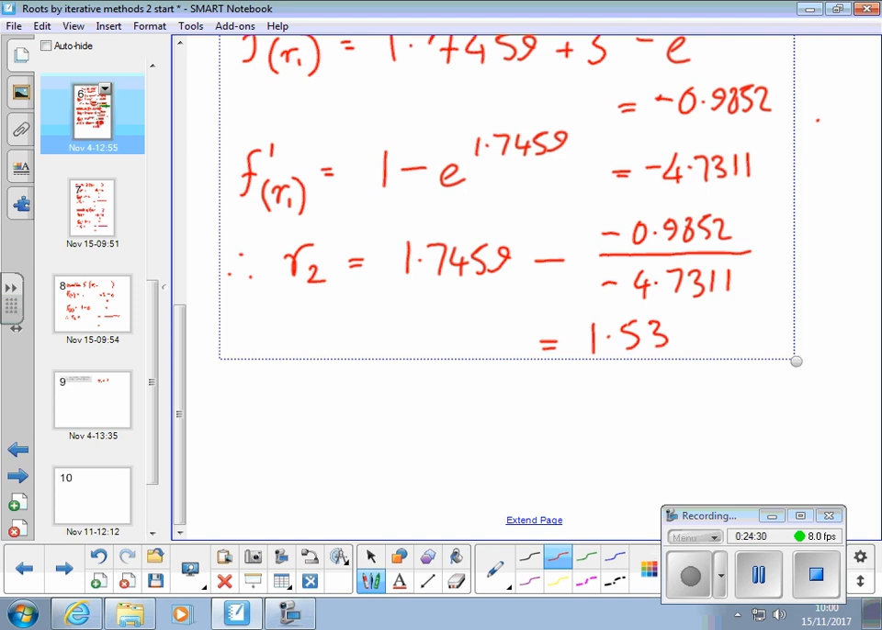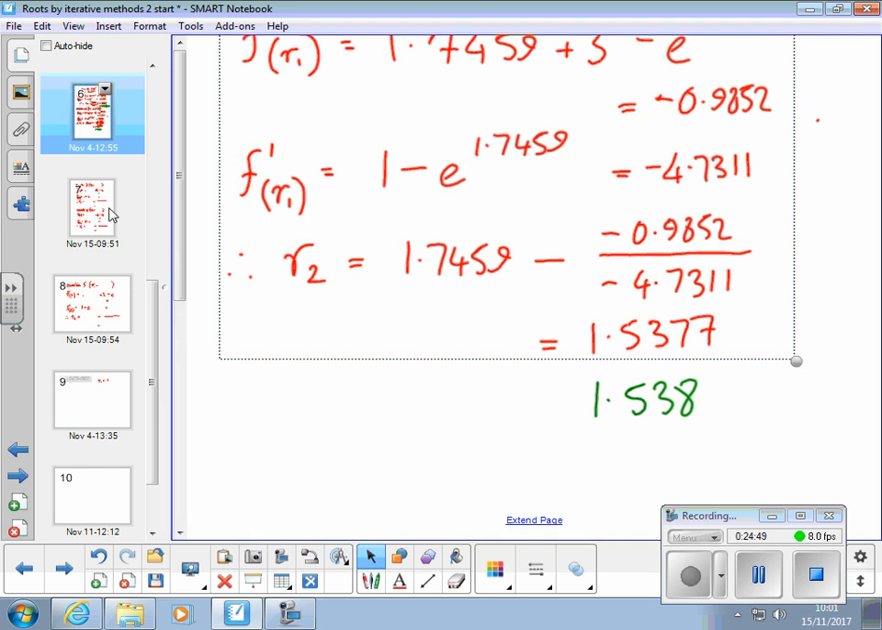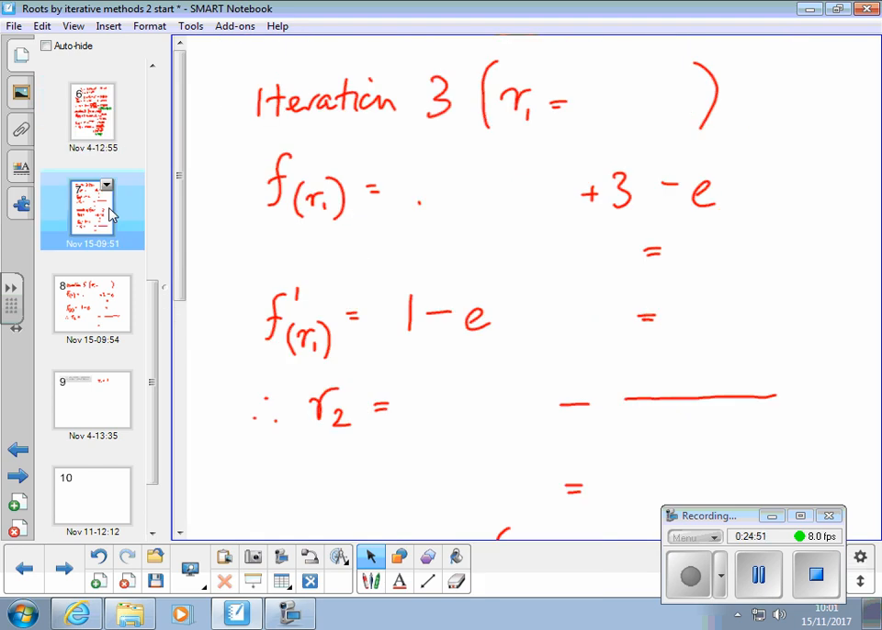Yes, sorry. Times 2. 1.538, which is not yet the same as the previous one. So we go on then to a third iteration.